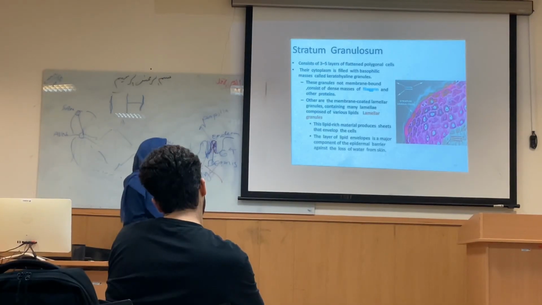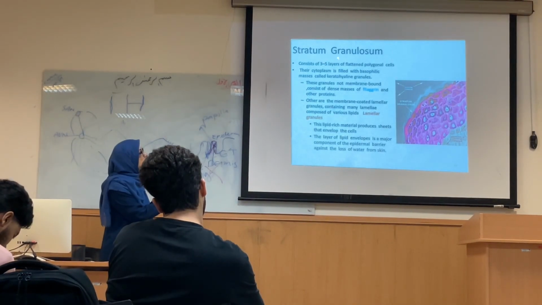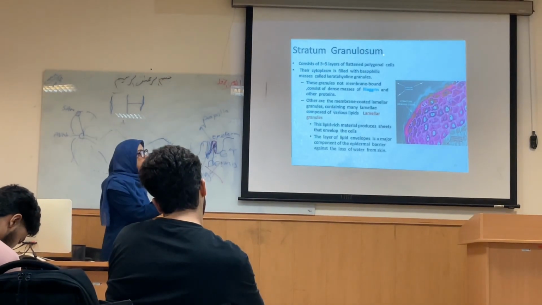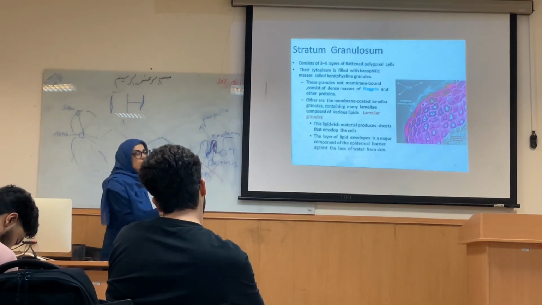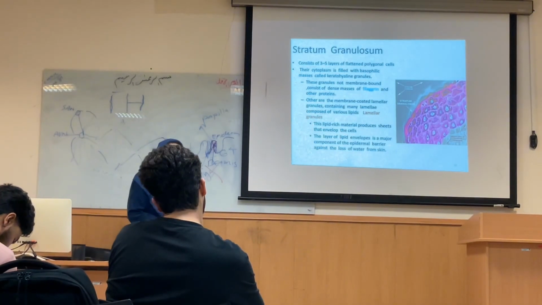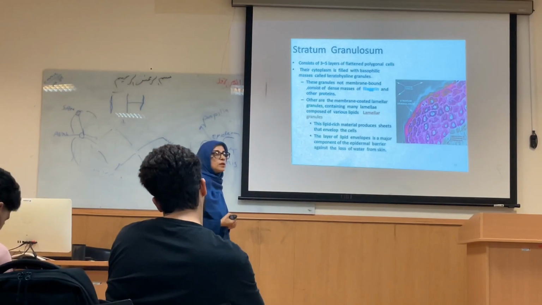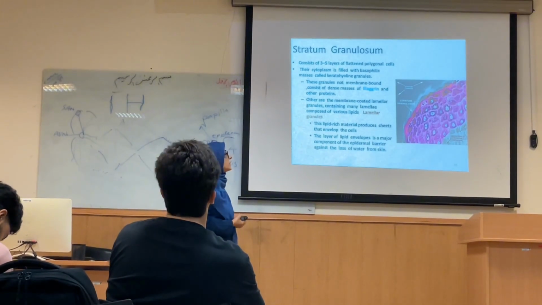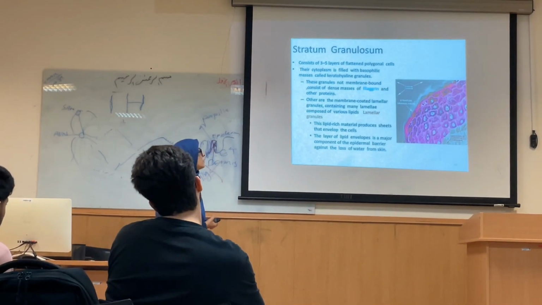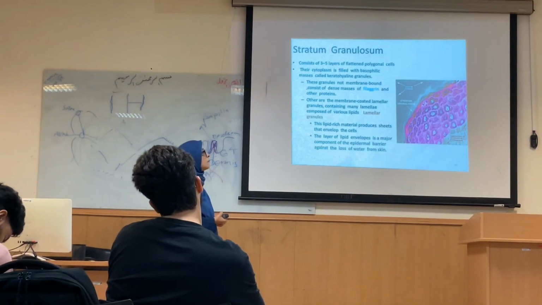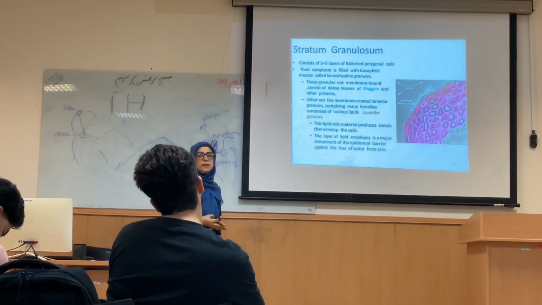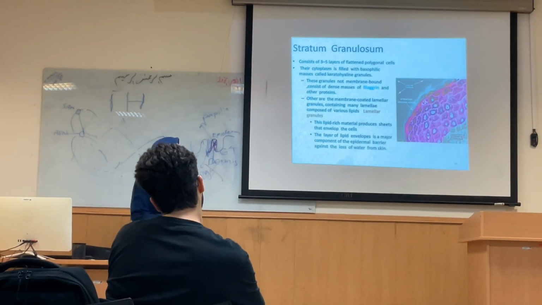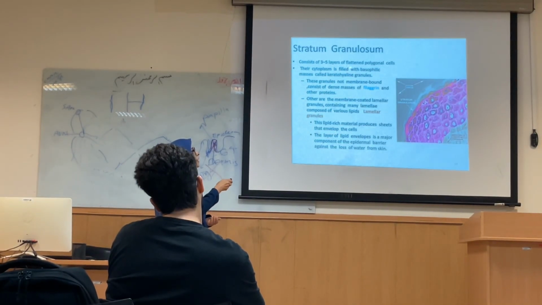The third layer is the stratum granulosum. It includes granules. There are some cytoplasmic granules inside the cells. What are these granules? They are membrane-coated lamellar structures that include some glycoproteins such as filaggrin or keratohyalin.